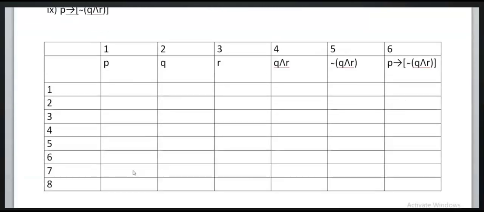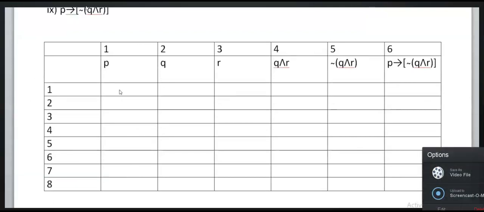Now the next is P implies, in bracket, negation of Q and R. Now what is the main joint here? That is implication. And it requires Q and R, and a negation. Now first we'll write P, Q, R, then we will require Q and R, their negation, and then P implies this fifth, 1 to 5th, their implication. Now see this here.